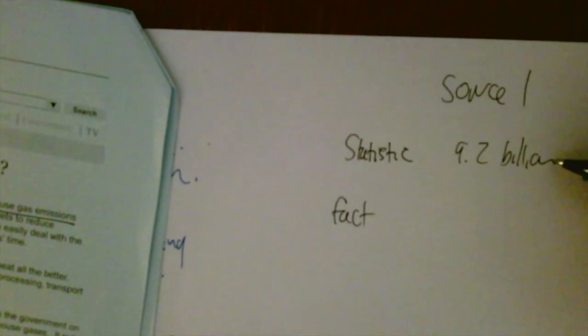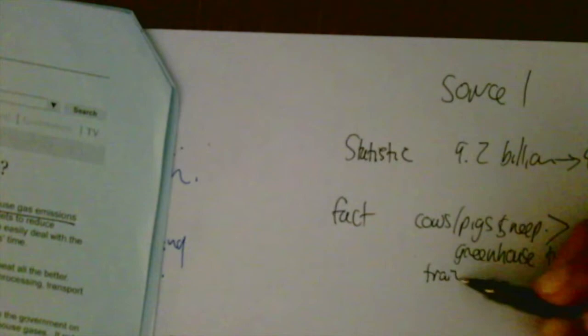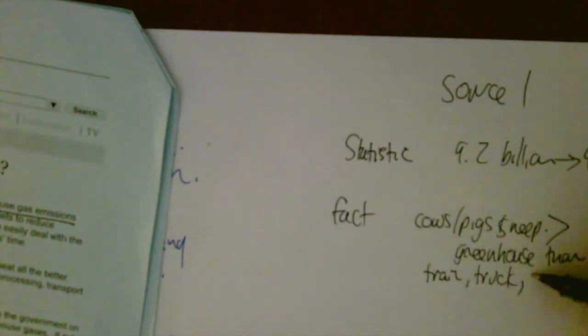Right away, I get a statistic and a fact. The stat is 9.2 billion in 40 years. The fact is cows, pigs, sheep, etc., that, quote, produces more greenhouse gases than train, truck, car, plane put together.